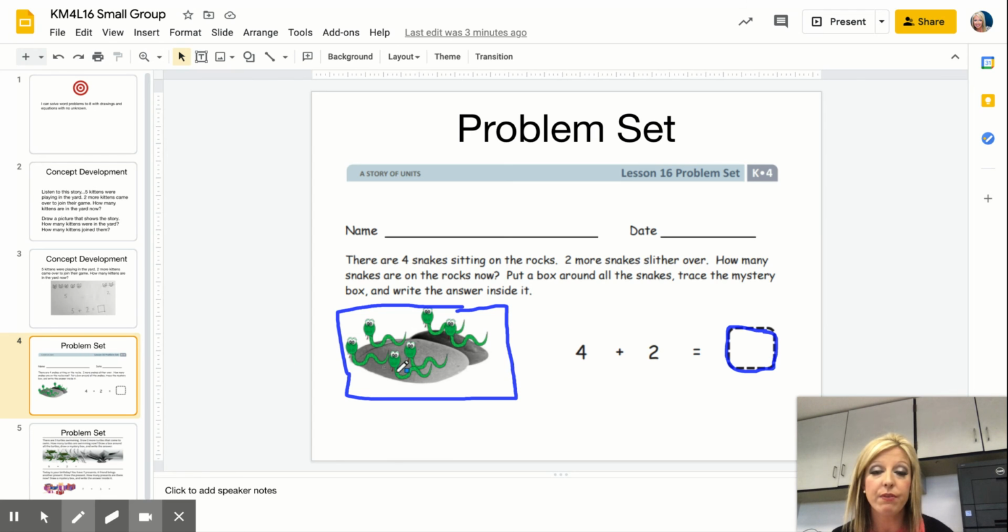All right, so we had 4 snakes, 2 more slithered over. So we represented that in our equation right here. We have 4 snakes that we started with, plus 2 more snakes that joined them. How many snakes are on the rock now? So we would start with 4, count up 2, so 5, 6. So 6 snakes are on the rocks now. And if you needed to, you can count the snakes in the picture. We started with the 4, count up 5, 6.